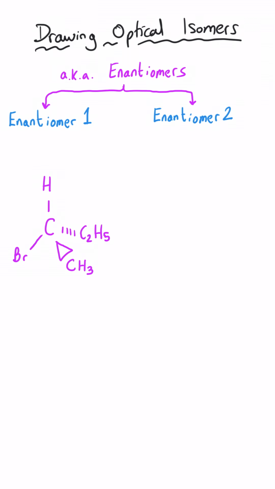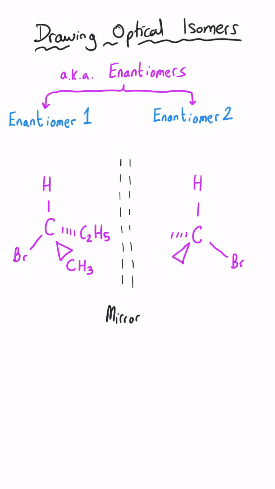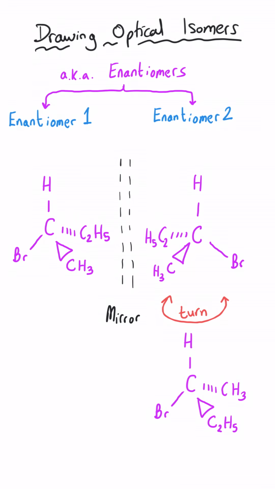You put the mirror in place down the middle, and to show that you've got two optical isomers, you just need to make sure you've got the correct tetrahedral geometry around each of them, and that the atoms that are coming out towards us for both enantiomers are the same, and the ones going into the screen for both enantiomers are the same. And here we have our two different enantiomers, which if we were to turn or twist one of them, it would not be the same as the other one. The spatial arrangement would be different.